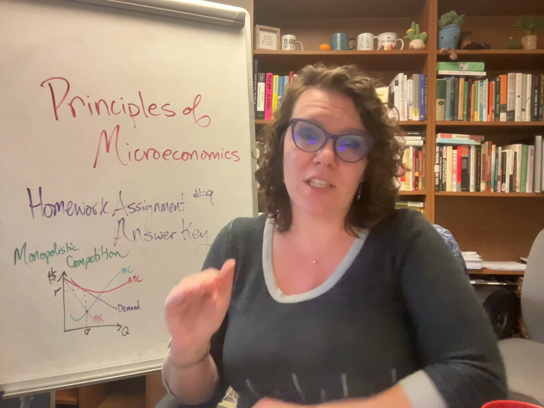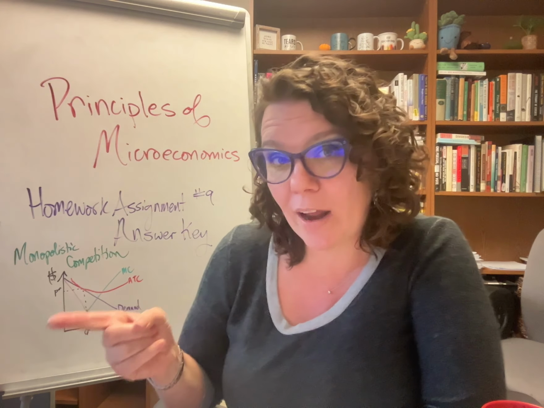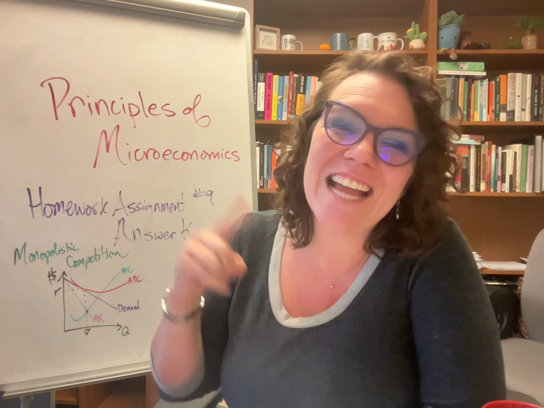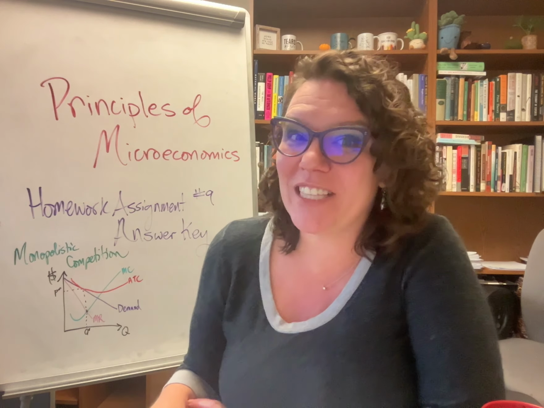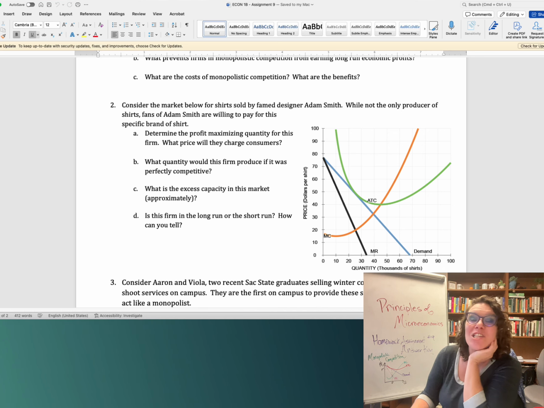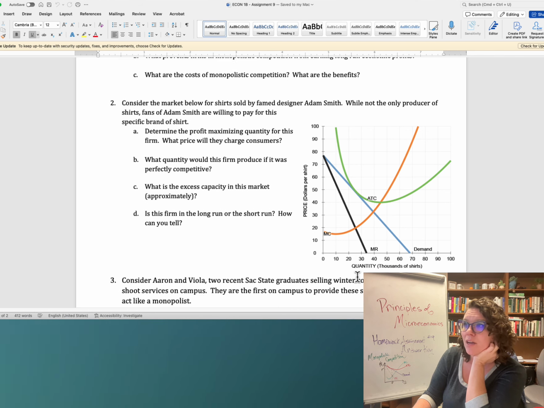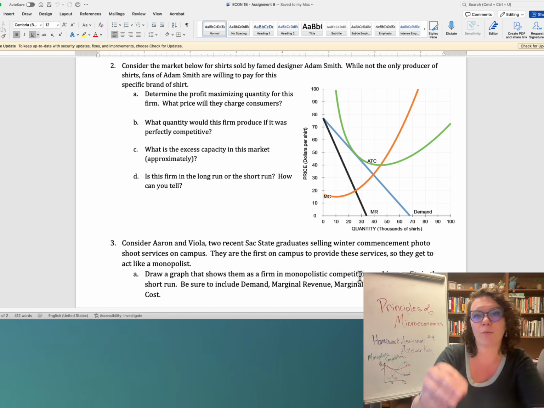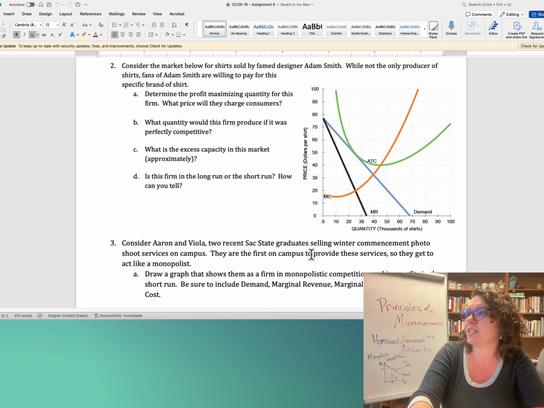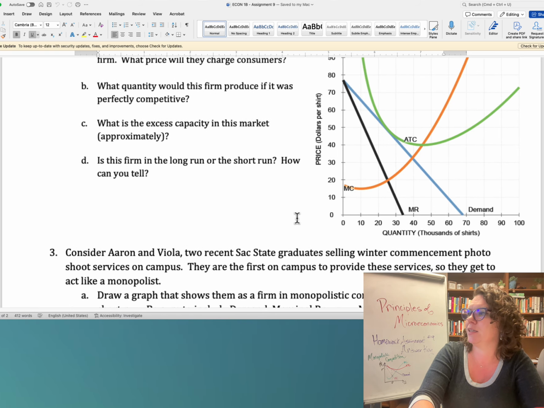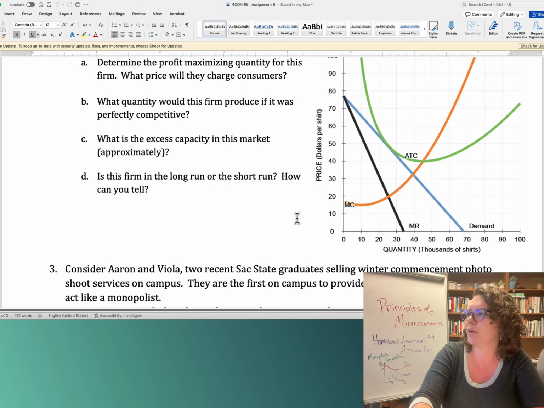So I think the best way to solve this problem is I'm going to go ahead and pull the graph up on my screen and show you the outcomes there. So give me just one sec. Okay, so here on the screen you can see the question number 2 and the graph associated with it. And the idea here is that we have an average total cost curve, a marginal cost curve, a downward sloping demand curve, and a marginal revenue curve. So this looks like a monopolist, but because there are other firms producing these shirts, we know that it's monopolistically competitive. Let me make it a little bit bigger. And now we can talk about this.